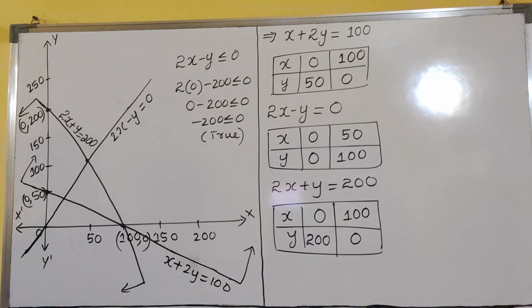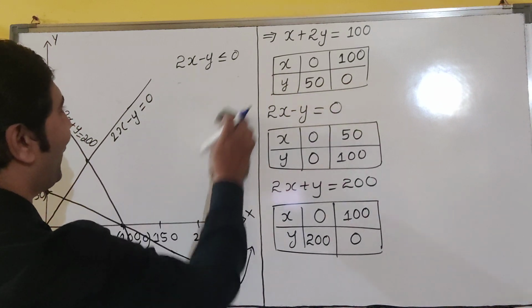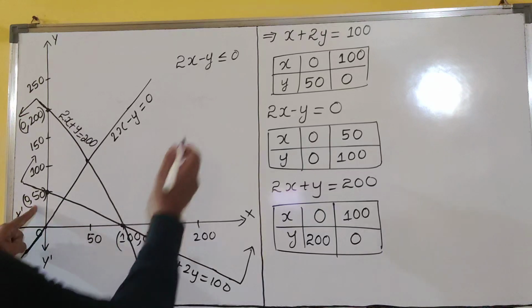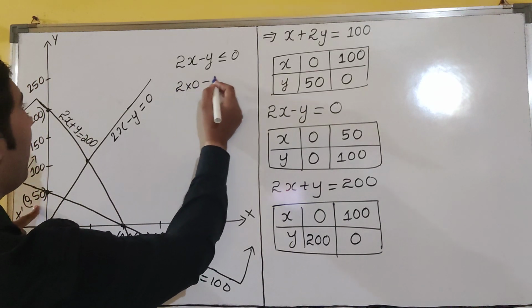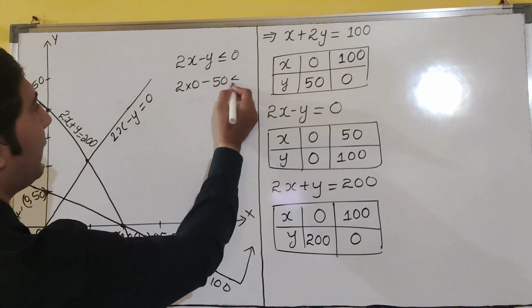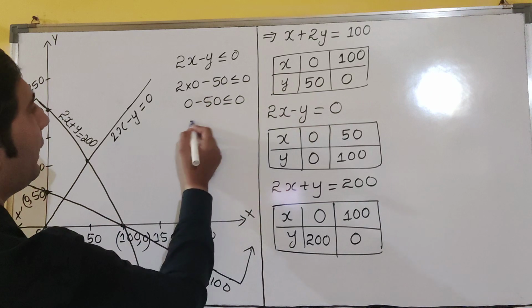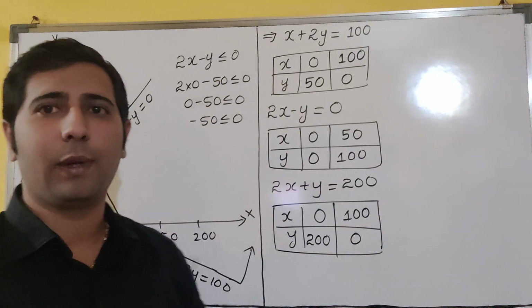So now see here. One more point is there, no? You always doubt me, some of you. So that's why I will show this point also. 0, 50. X is 0, y is 50. Minus 50 you can write. 2 into 0 is 0, 0 minus 50. And 0 minus 50 is minus 50, which is less than 0. This is also true, dear students.